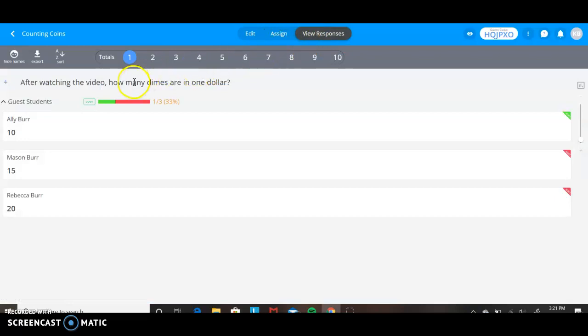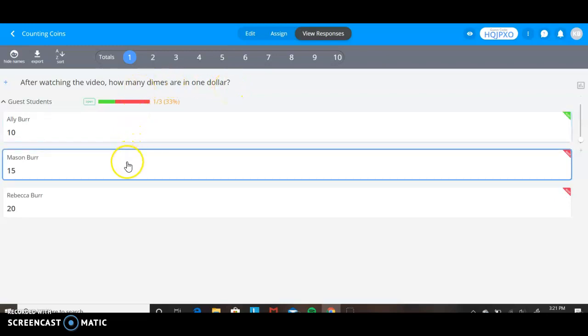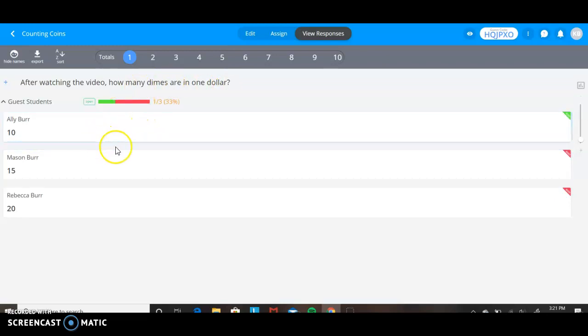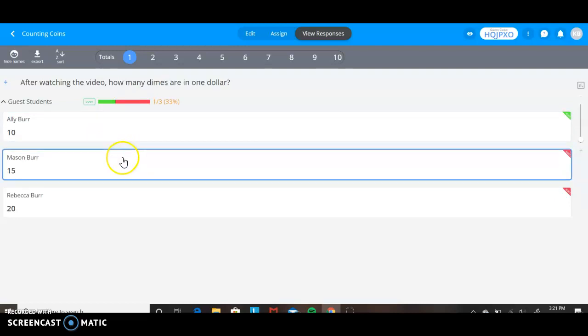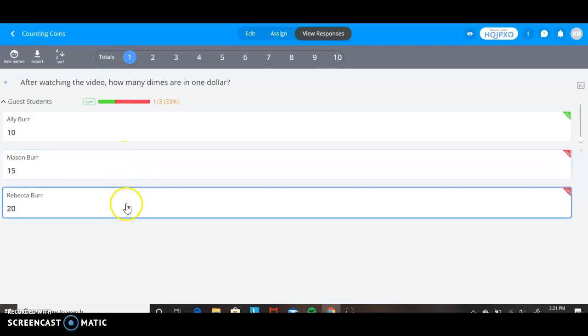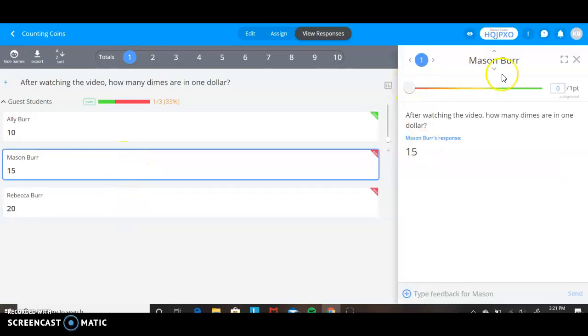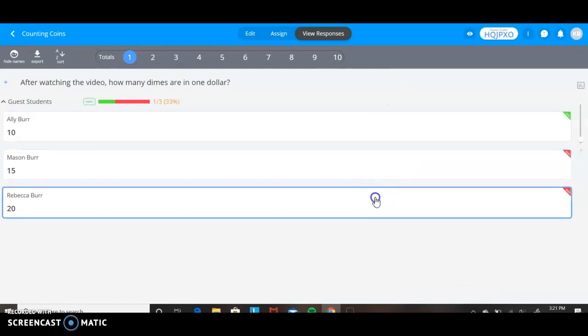The first question said, after watching the video, how many dimes are in $1? So we have different answers. The correct answer is 10. There are 10 dimes in $1. It looks like these two answers are off by quite a bit, so they are going to get 0 points.